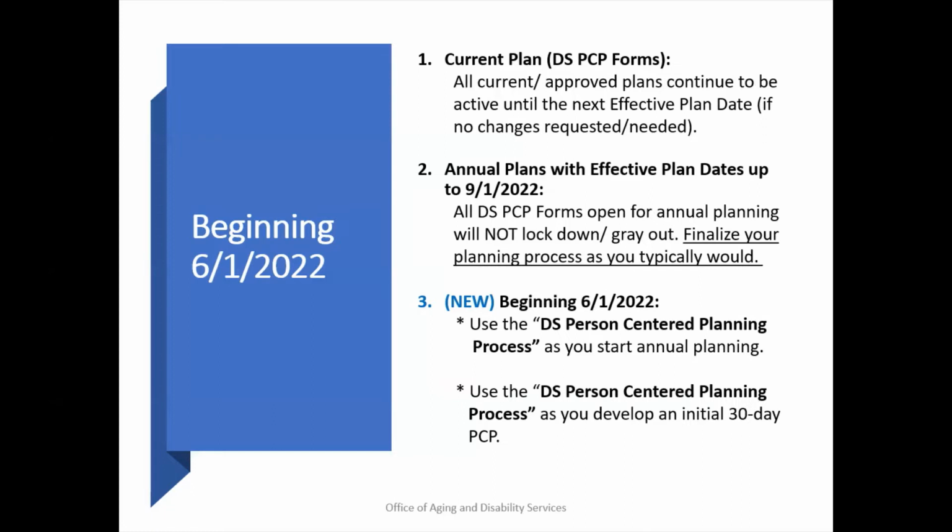So what is new? Beginning on June 1st, you will use the updated DS person-centered planning process in EIS as you start annual planning. You will also use the updated DS PCP process as you develop any initial 30-day person-centered plans.